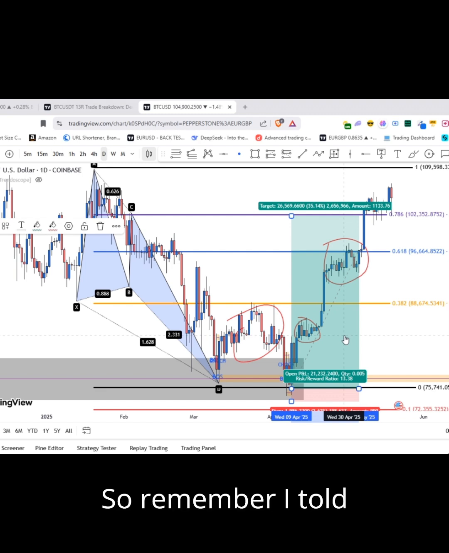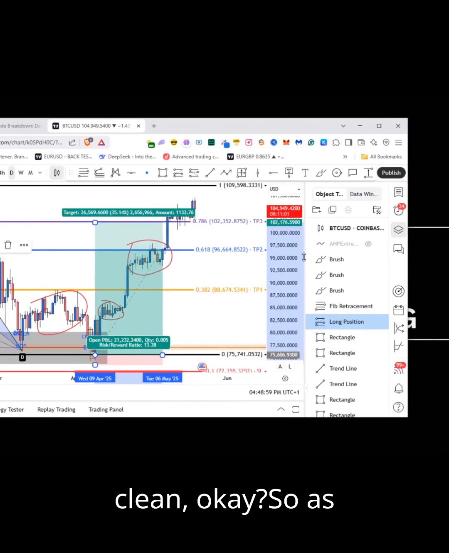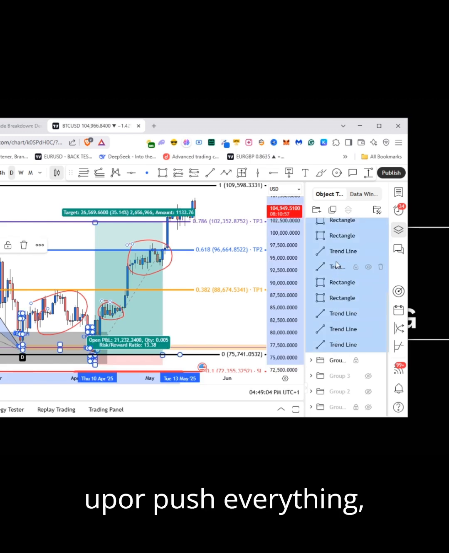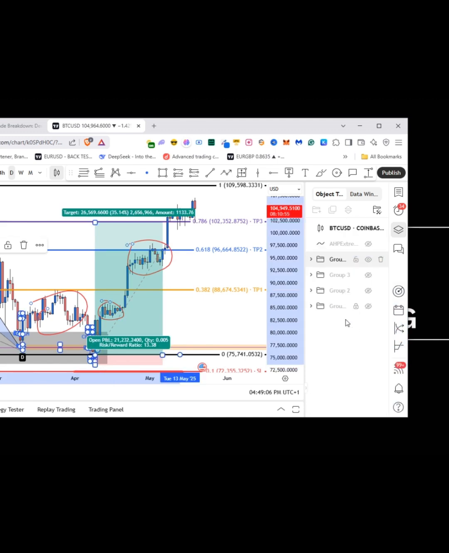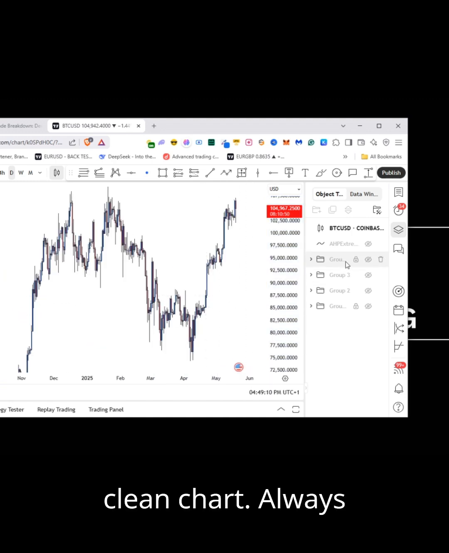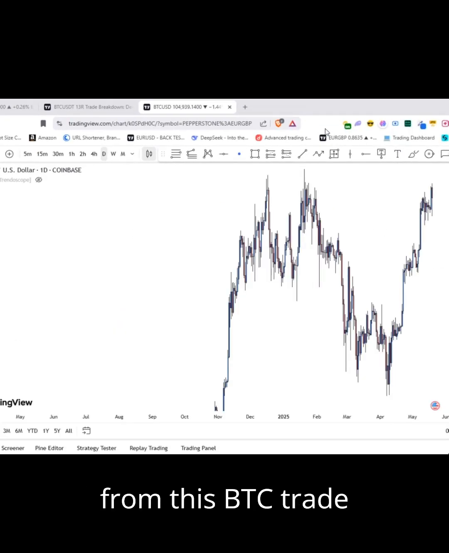So that was how we were able to achieve this full target on BTC. Remember, I told you guys to always keep your chart clean. All you have to do is lock up or push everything, put them in a group, and then lock it up, and then you'll have a very clean chart. Always keep your chart clean, very important. I hope you have learned something from this BTC trade analysis and trade review.